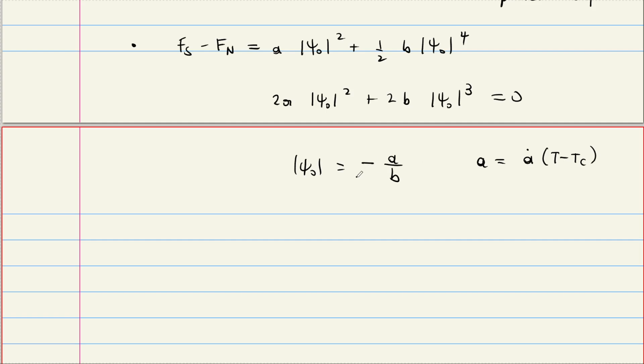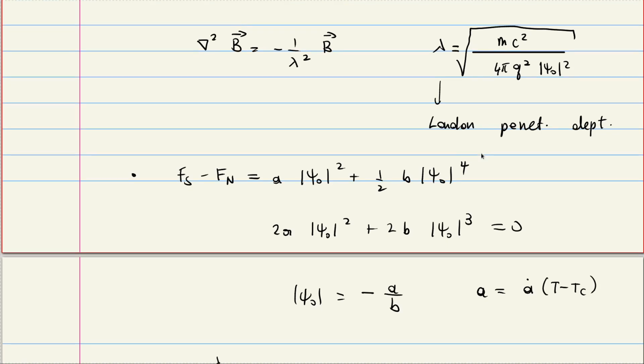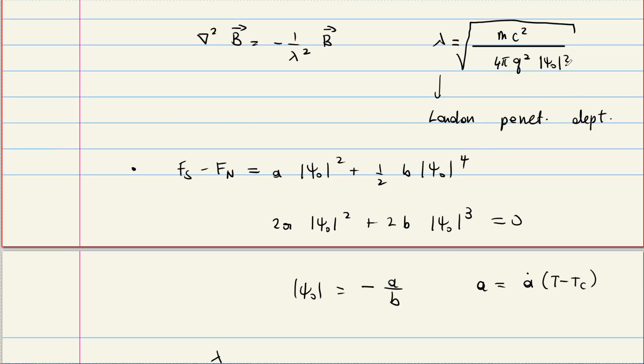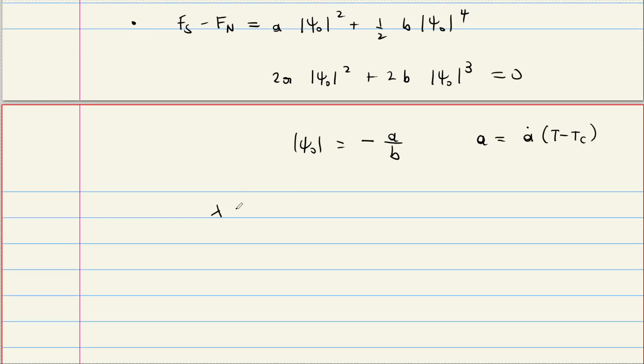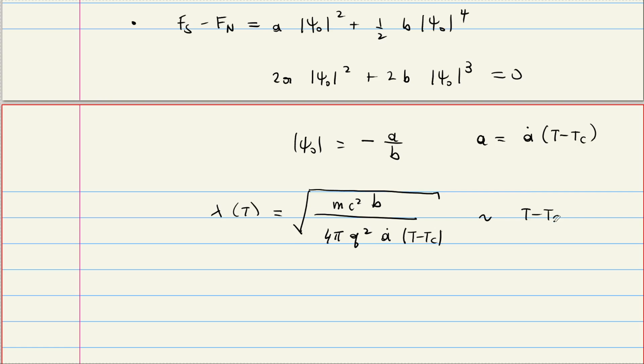That's what we said. Therefore, this London penetration depth written in terms of this, you just substitute this psi into here, and what we find is a function of temperature. This is mc squared B divided by 4 pi q squared A dot (T minus Tc), and it diverges as a function of T minus Tc to the power minus a half.